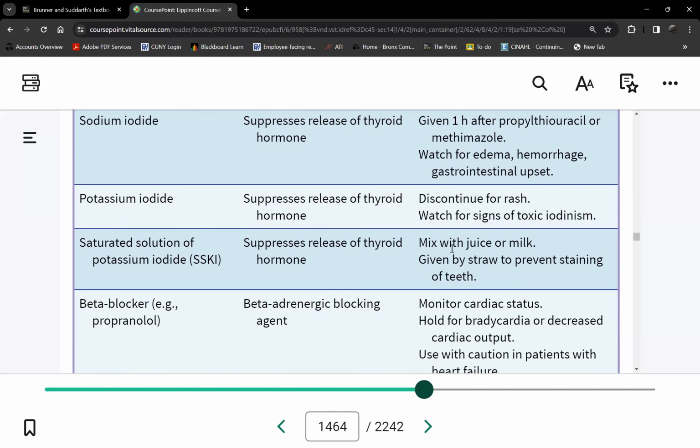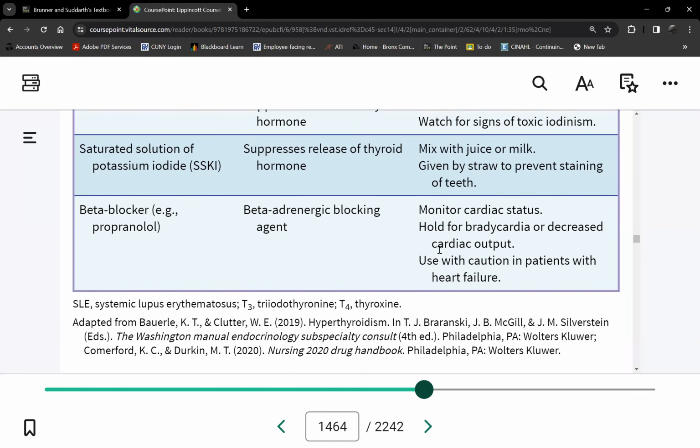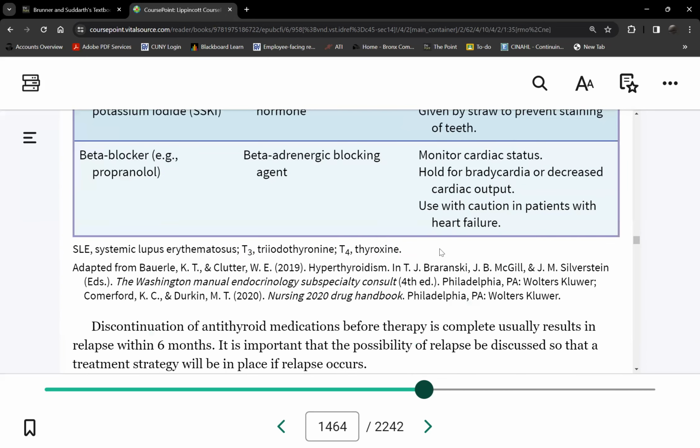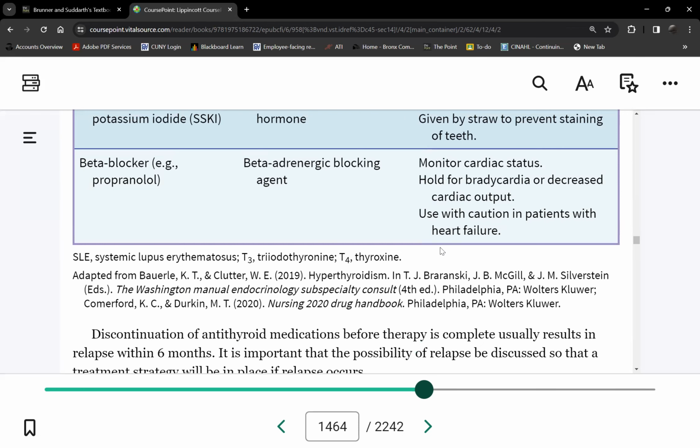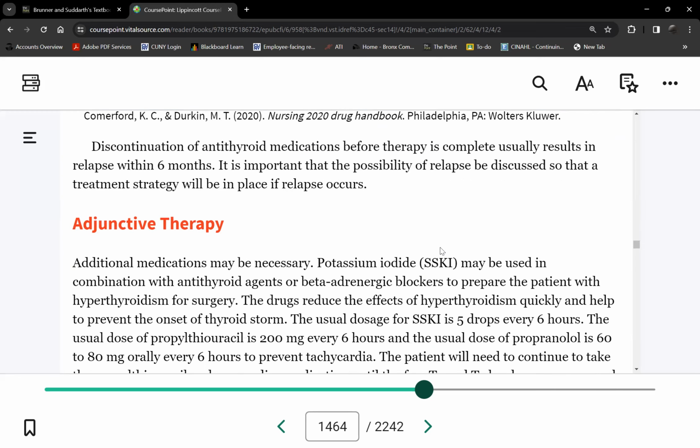And what here are other considerations. Mix it with juice or milk. Why? This is iodine. So, okay, you're gonna have really brown teeth. Unless you like it like that, then go ahead and swish it around. But it will stain your teeth. Imagine you've seen betadine, right? Go ahead and paint your teeth with betadine. It'll turn brown. So give it through a straw mixed with juice or milk. And beta blocker, what's the purpose again of giving this? This has nothing to do with iodine at all. This is simply symptomatic management.